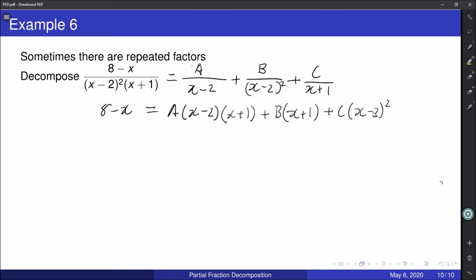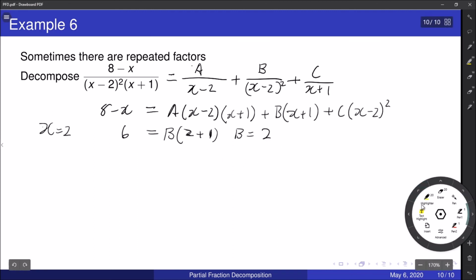So obviously b and c are the easiest to find first, because by setting x equals to 2, we can eliminate both a and c and just have b. So 8 minus 2 is 6. A is gone, c is gone, so we just have b times 2 plus 1, which gives us b equals 2, because 2 plus 1 is 3. Let's highlight this so we do not forget.